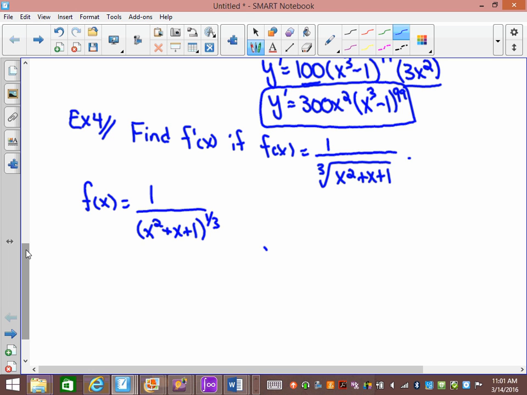Now, you could do quotient rule if you wanted to, but because there's just a 1 at the top, a 1, a 2, a 7, whatever, as long as it's just a constant, a number at the top, always bring it up, because then you can just do chain rule. You don't even have to do product rule, right? So I'm going to bring it up, and I'm going to make it be x squared plus x plus 1 to the negative a 3rd. Then we just do our chain rule.